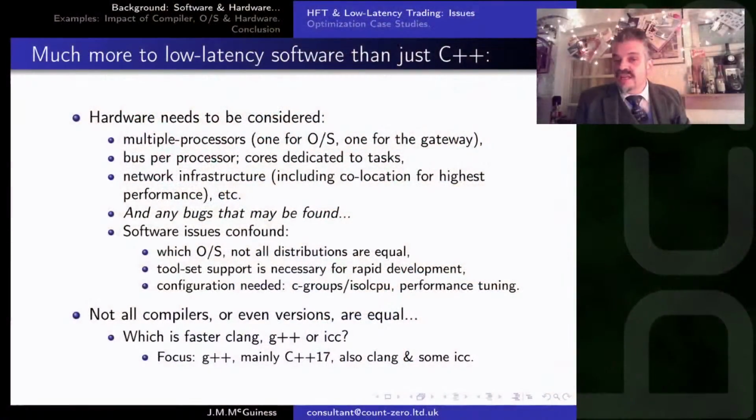As I mentioned, not all compilers, as we will discover, or even versions were created equal. Which is faster, Clang, GCC, or ICC? I'm mainly going to focus on GCC, mainly on C++17, but I will also present a few results from Clang and ICC. Be warned, there will be some assembler in here.